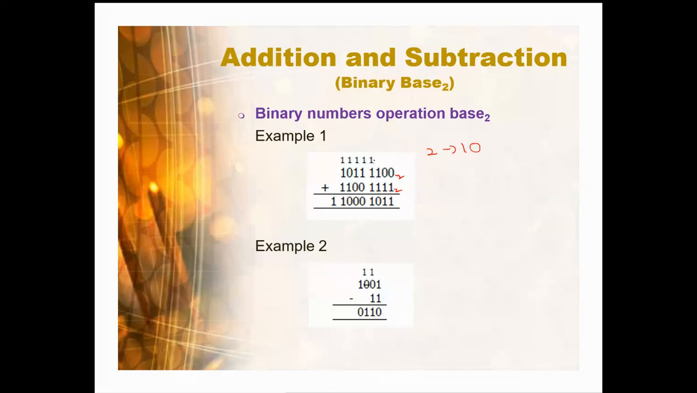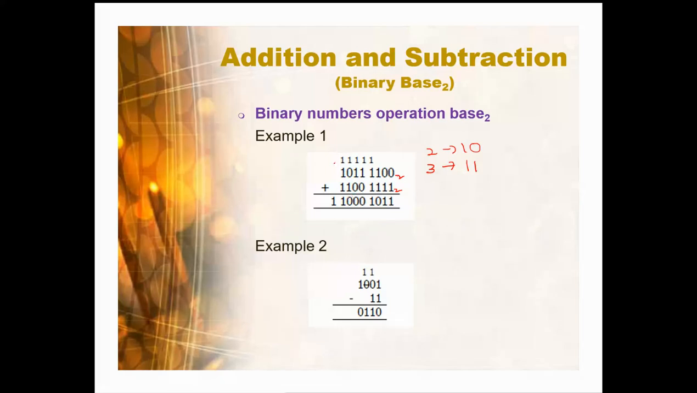So, awak tambah macam biasalah. 1 plus 1 plus 1 is 3. When you have 3, you have 1, 1 in the binary. So, you have 1 here and the carry will have 1 here. So 1 plus 1 is 1, 0. So 0 plus 1. 1 plus 1 is 1, 0. So 0 plus 1. And 1 plus 1 is 1, 0.